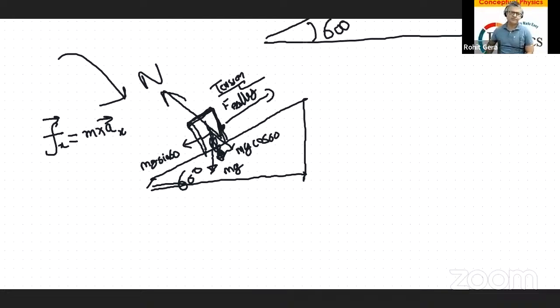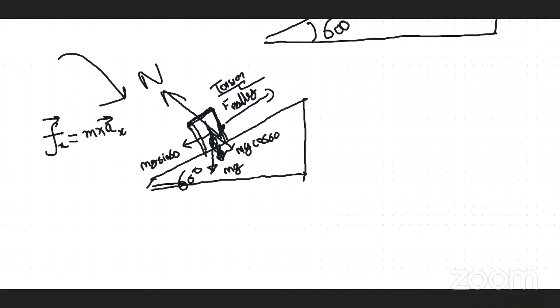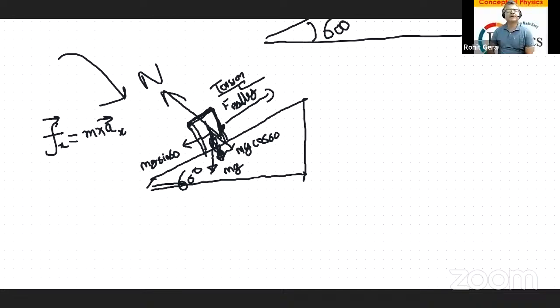Say upwards. Sir, can we write it like tension minus mg sin 60? Correct. Absolutely, you can write it. You're right. And that's the point I'm trying to drive home. You're assuming, therefore, that the tension in the string is taking the body upwards. Let's assume that, okay? I'm good with that. Doesn't matter.